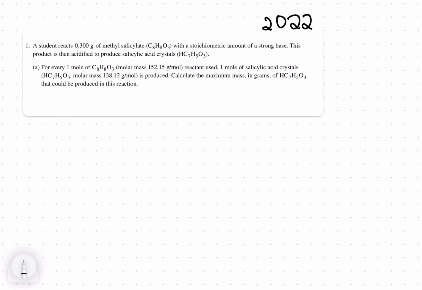So a student reacts 0.300 grams of methyl salicylate, and it gives you the formula there, with a stoichiometric amount of strong base. This product is then acidified to produce salicylic acid crystals, and it gives you the formula there. For every 1 mole of methyl salicylate, and we're given the molar mass, so we don't have to calculate that or anything, which is the reactant used, 1 mole of salicylic acid crystals is produced. Calculate the maximum mass in grams of, this is our salicylic acid crystals, that could be produced in this reaction.